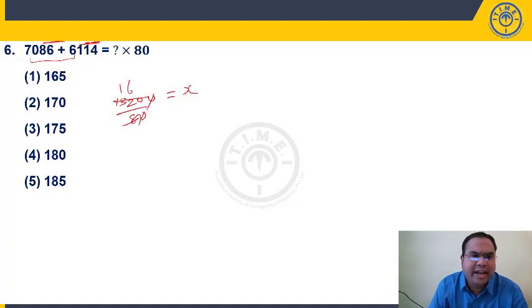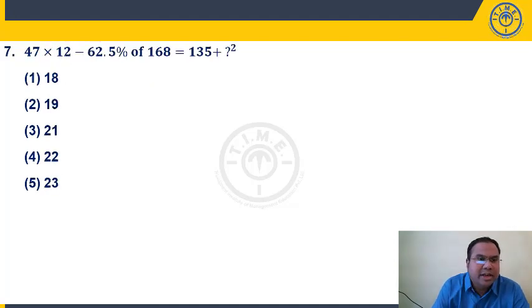8 6s are 48. Then it should start with 16. Starting first two digits are 16. There is only one option. Then first option should be my answer. So if you want to simplify, 8 ones are 8, 8 6s are 48, 8 5s are 40. No need to simplify. By taking first two digits, you can answer the question. So question number 6, answer choice is 1.